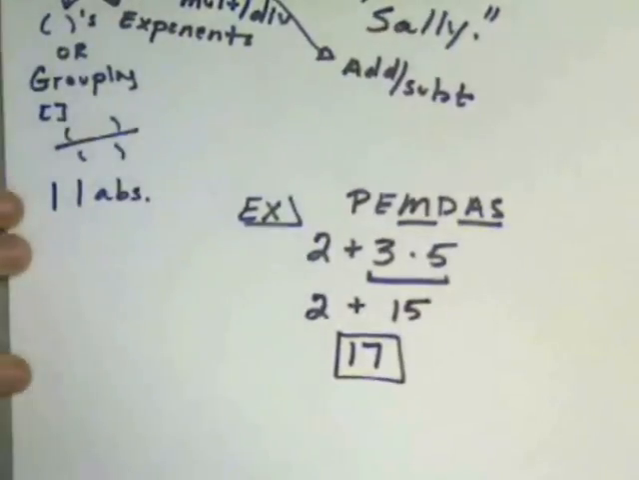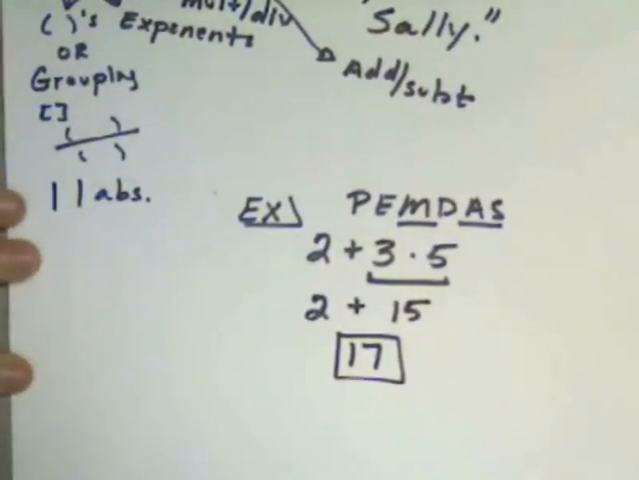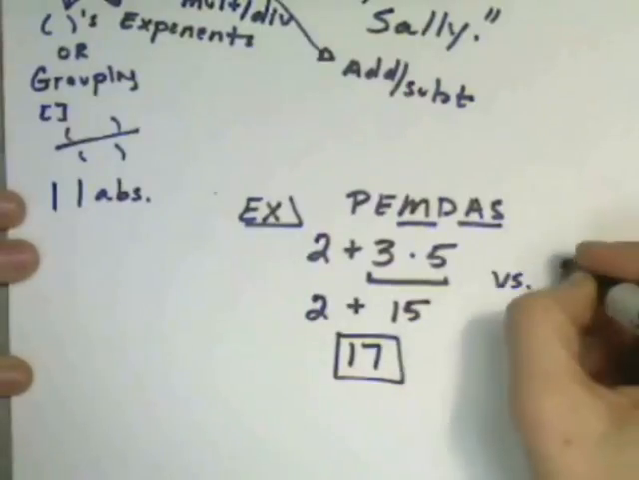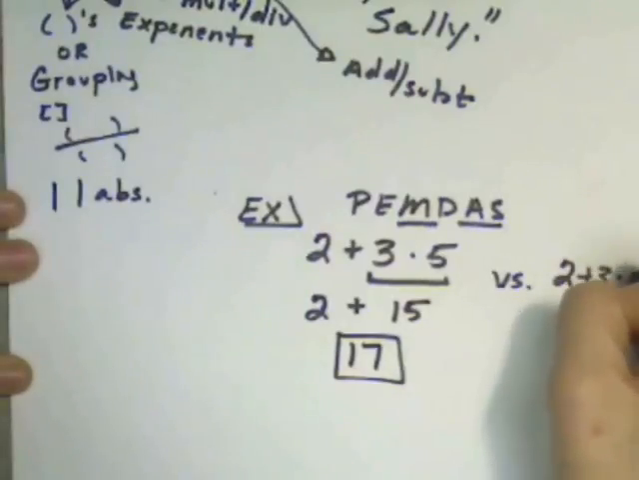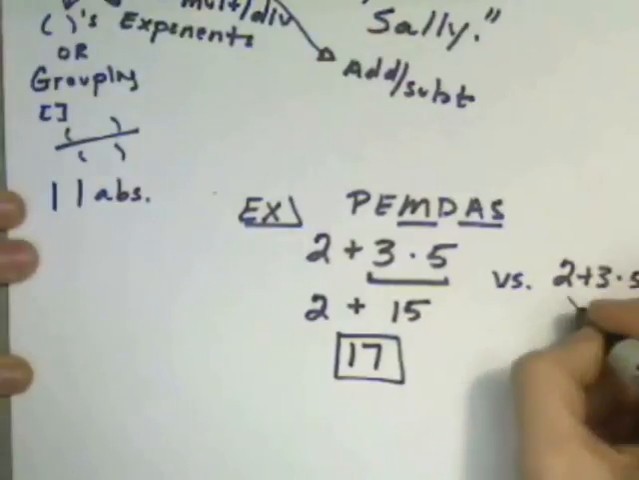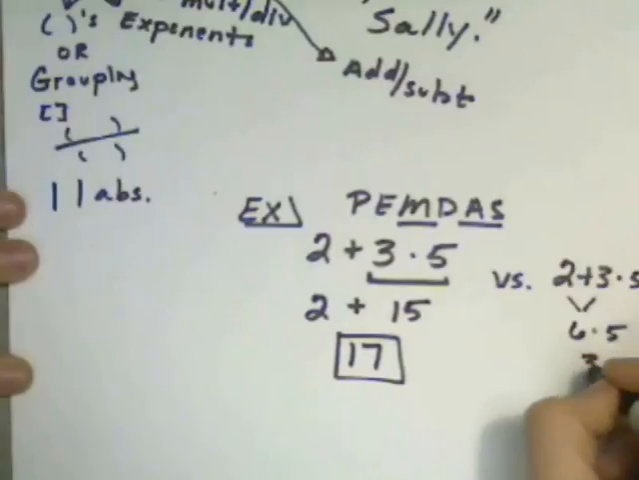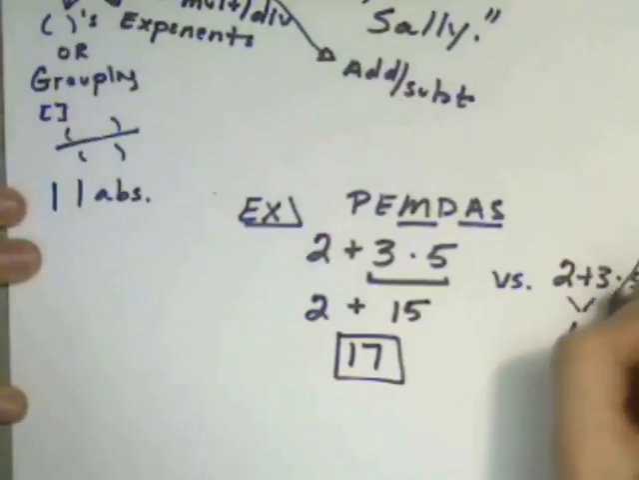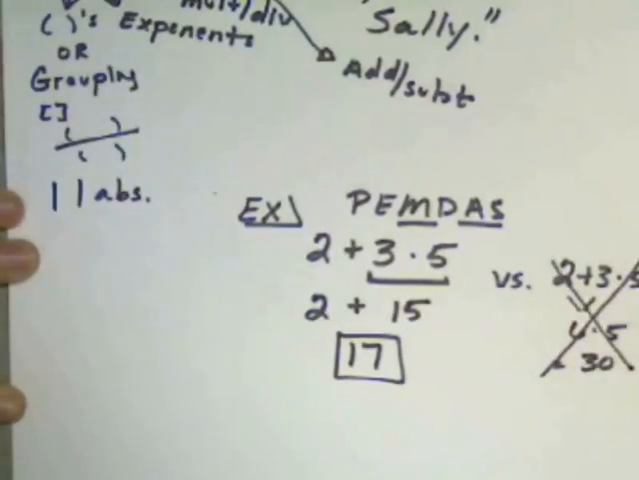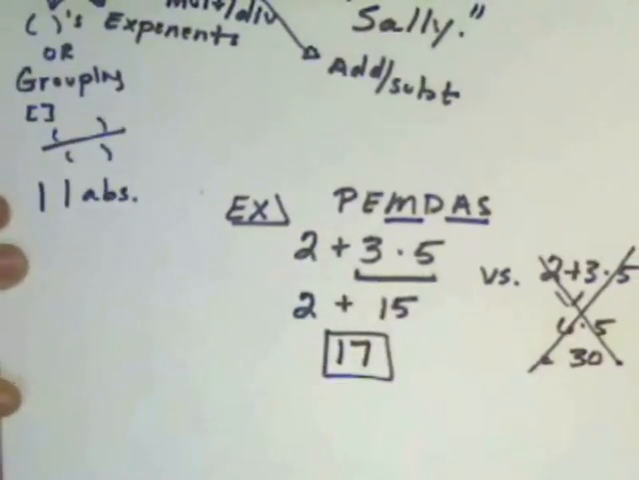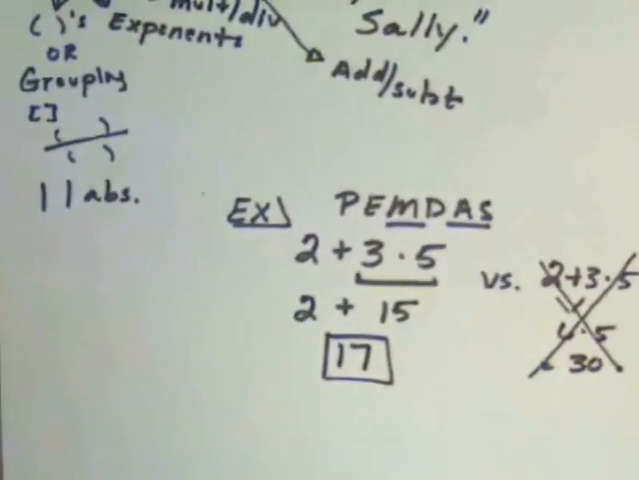Notice with me that if you had not used the hierarchy, you would have gotten a different answer. If you had not used order of operations and just went at it left to right, you would have had 6 times 5 after doing the 2 plus 3, which equals 30. And that is not okay. The hierarchy makes a big difference and it does change your answer. Let's practice a couple other examples.